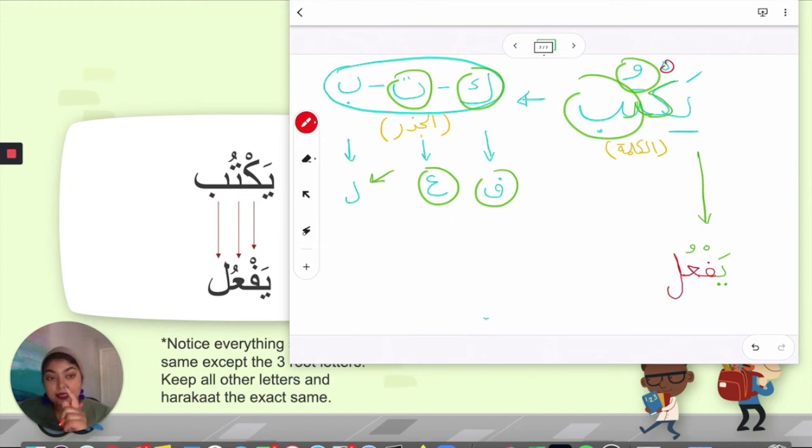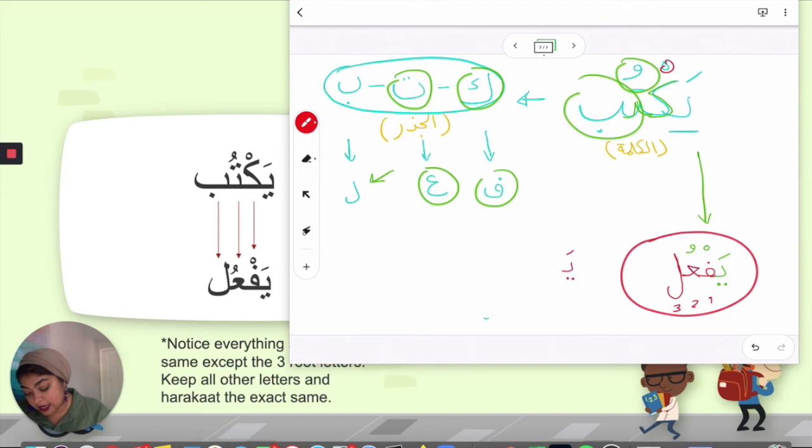So what we say is that the verb yaktub, its jadar, its root letters are kaf, ta, ba. And the pattern which it follows is يفعل, in which you have the three root letters. يفعل, fa, ain, lam represent the first, second, and third root letter. So what this pattern is telling you is that the verb has a ya with a fatha, and then it has a letter with a sukun, a letter with a dhamma, and the third letter. That is the pattern that this word follows.